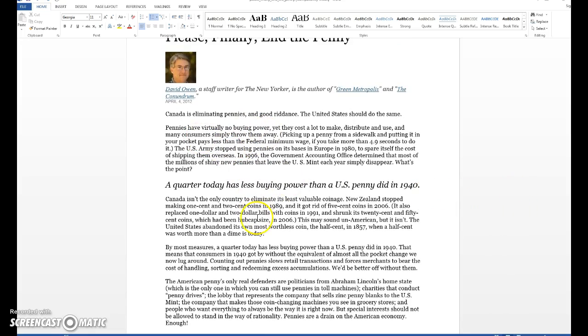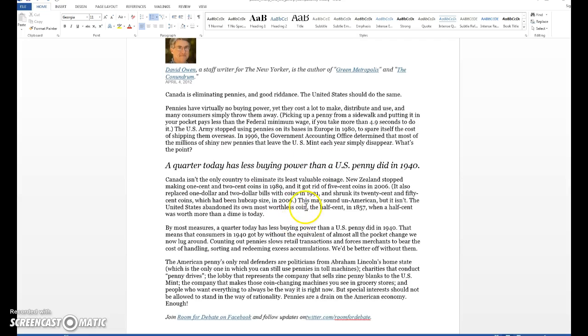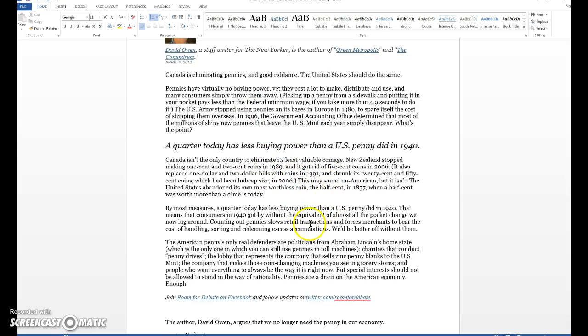So if we keep looking, he goes on and explains a little bit more. Down here he talks about the buying power. You know, he's elaborating on his point he made up here. A quarter today has less buying power than a penny did in 1940.